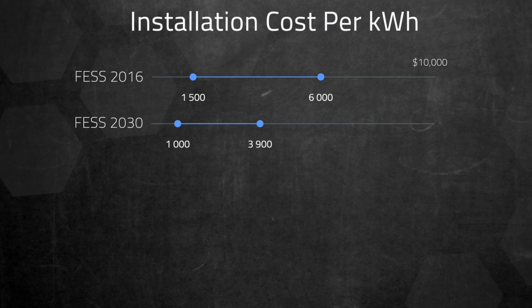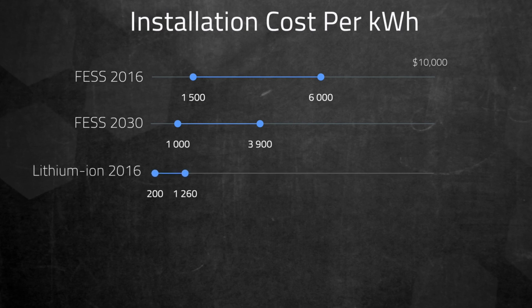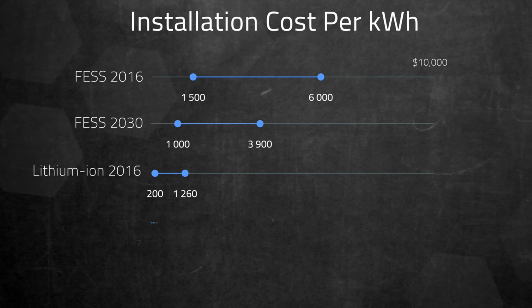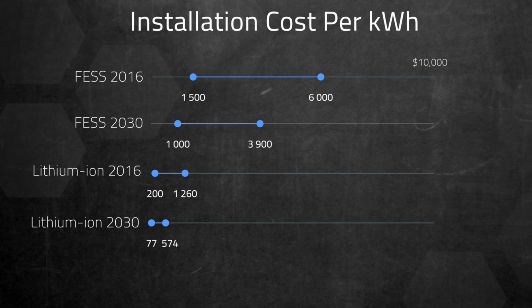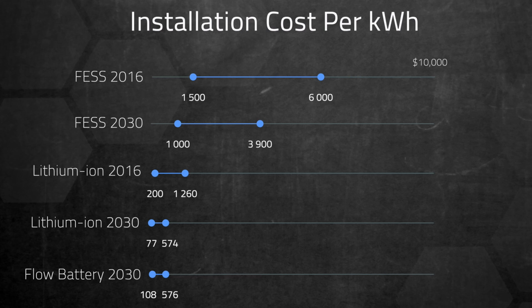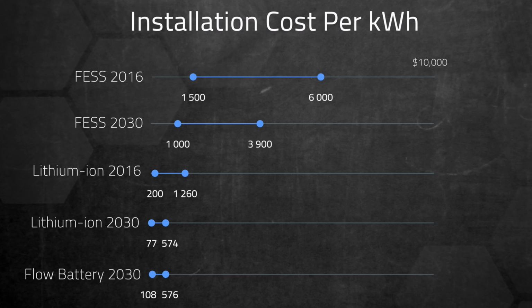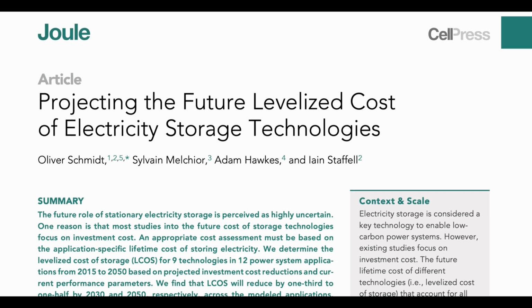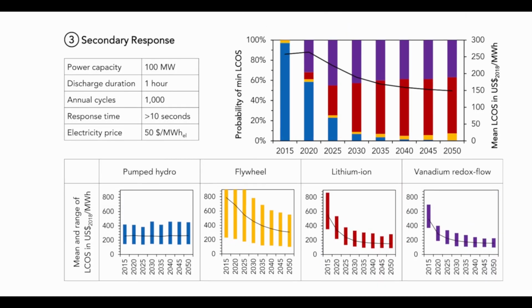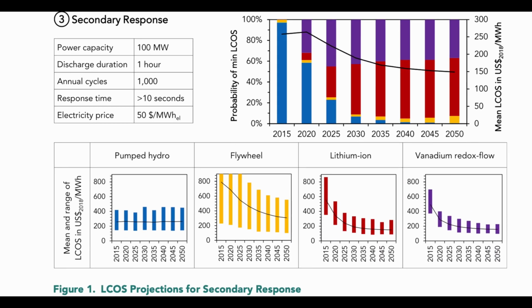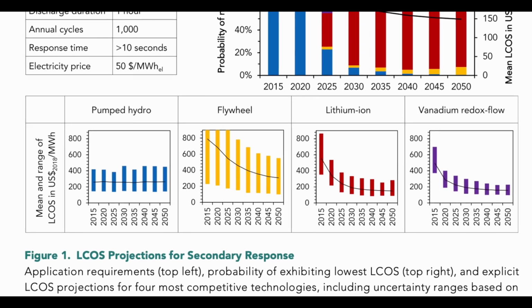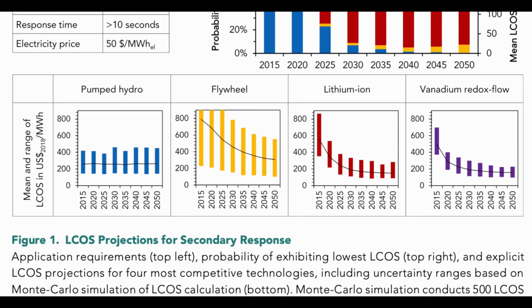On the other hand, lithium-ion battery storage systems for utility-scale applications varied from $200 to $1,260 per kilowatt hour, and is expected by 2030 to see a reduction to between $77 and $574 per kilowatt hour. Flywheels are also beaten out by flow battery technology, which may reach between $108 and $576 per kilowatt hour by the same year. Another interesting analysis is the levelized cost of storage, which is directly comparable to LCOE, but for storage systems. In this analysis, the mean for flywheels might reach around $520 per megawatt hour in 2050, while lithium-ion and vanadium redox flow batteries might have a mean between $280 and $220 per megawatt hour respectively.